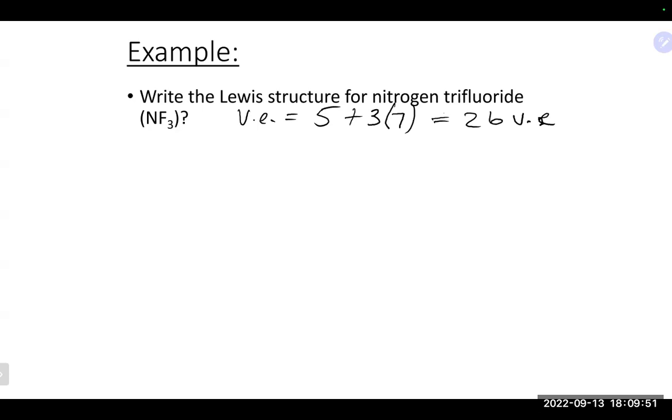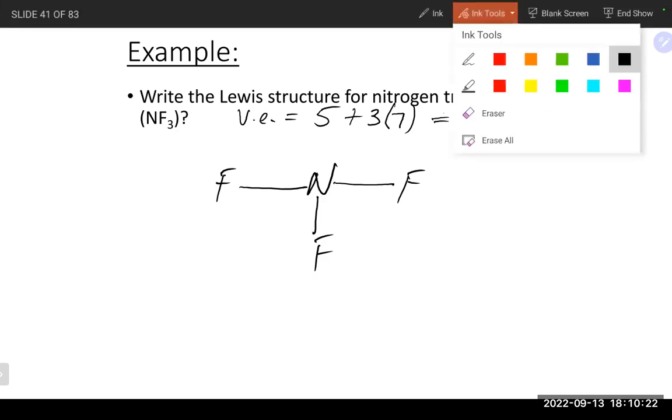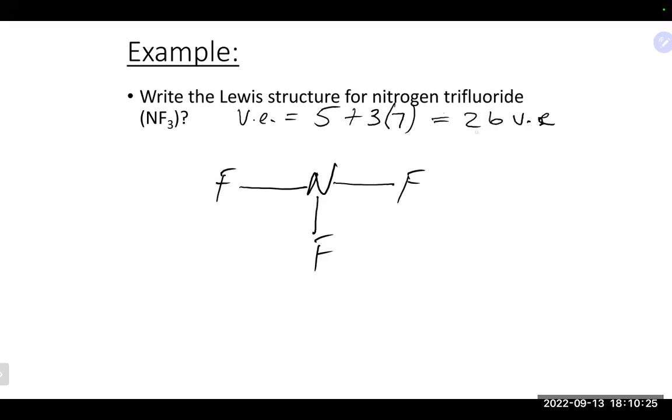In this case, I have nitrogen and 3 fluorines. Since I have one nitrogen, I'm going to put it in the middle, because fluorine is the most electronegative atom you could have, so it should never find itself in the middle. So the logical arrangement would be nitrogen with fluorine, fluorine, fluorine. We do one single bond from the nitrogen to each fluorine. We did 3 bonds, which means we have placed 6 electrons. If we subtract off our 6, we have 20 more to go.